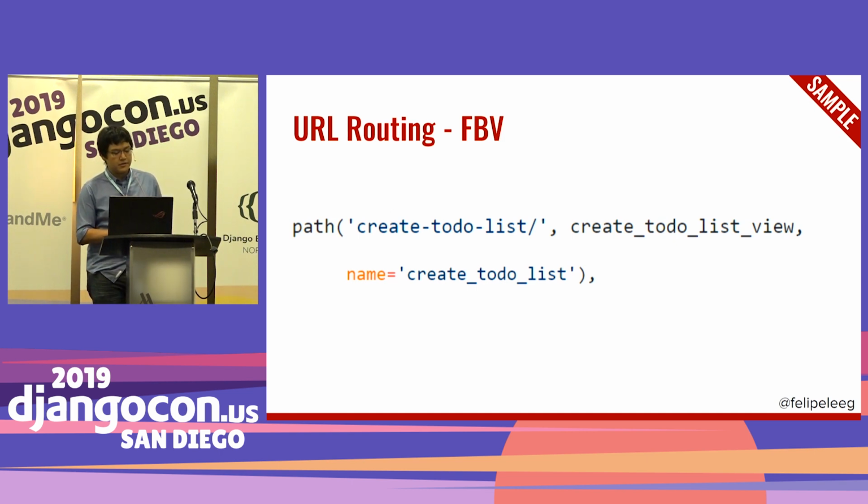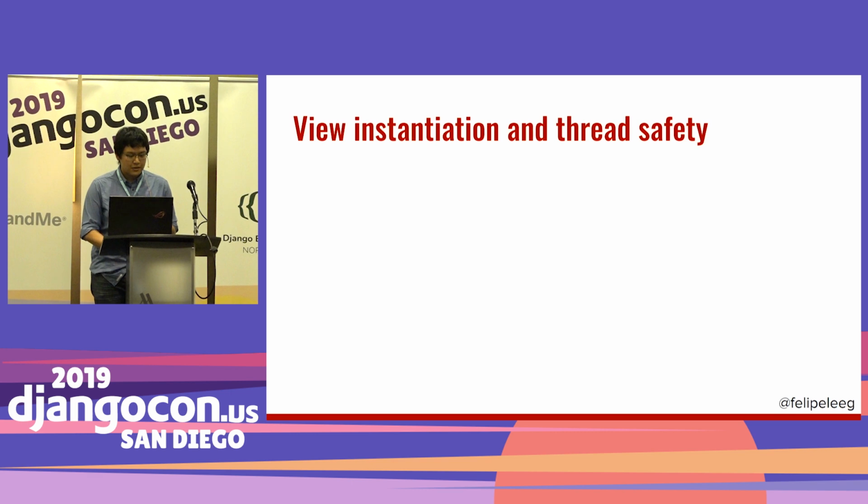Another thing to keep in mind is your urls.py runs when you start your server. So if you were to instantiate a class right here, that would happen when you start the server versus when every request comes in. So that causes some issues that we'll get into a little bit.